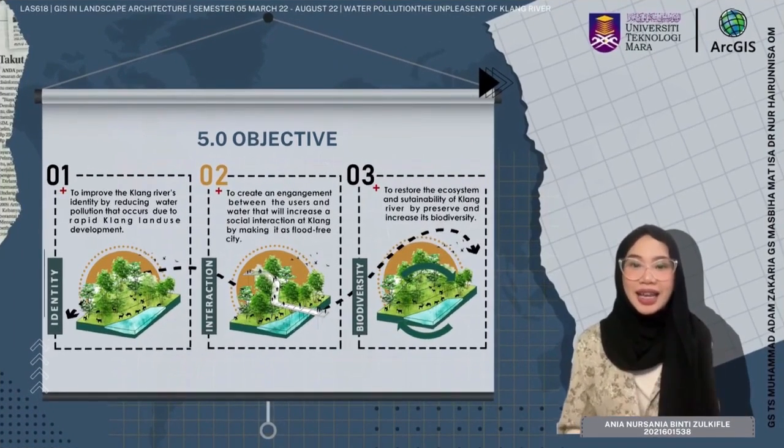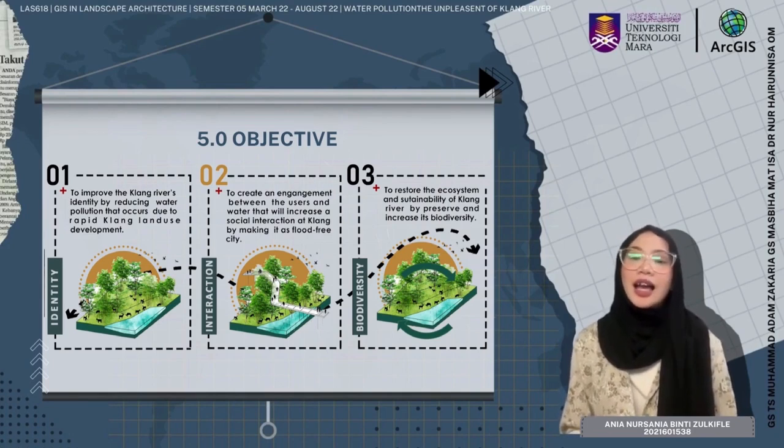First, to enhance its identity by reducing water pollution caused by rapid Klang land development. Klang is also known for being a flood-prone city. As a result of making it a flood-free city, users will be more engaged with water, which will increase social interaction in Klang. Finally, by preserving and increasing biodiversity, the Klang River's ecosystem and sustainability will be restored.